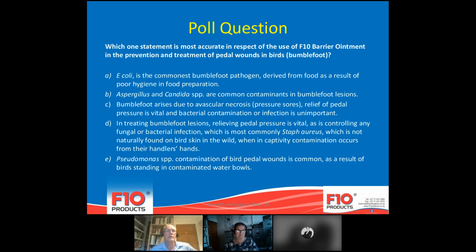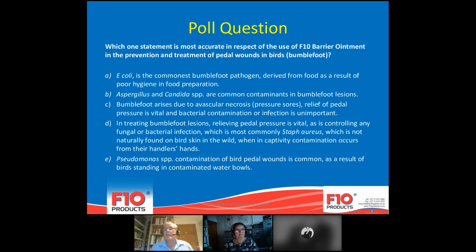Or D, in treating bumblefoot lesions, relieving pedal pressure is vital, as is controlling any fungal or bacterial infection, which is most commonly Staph aureus, which is not naturally found on bird skin in the wild. When in captivity, contamination occurs from their handlers' hands. Or E, Pseudomonas contamination of the bird pedal wounds is common as a result of birds standing in contaminated water bowls. So if you would like to poll away, and then we'll discuss the results as before.